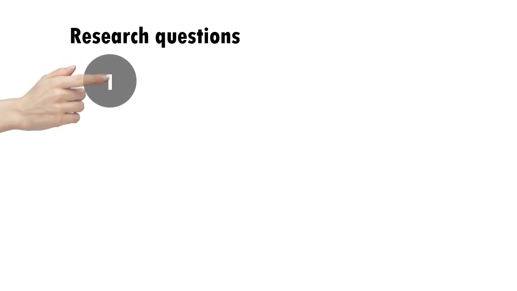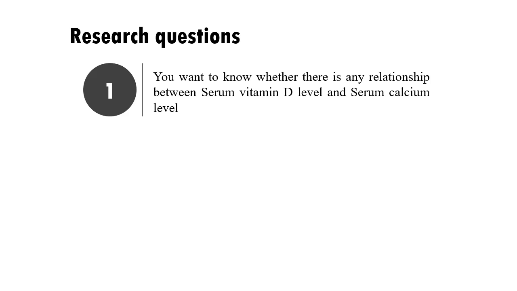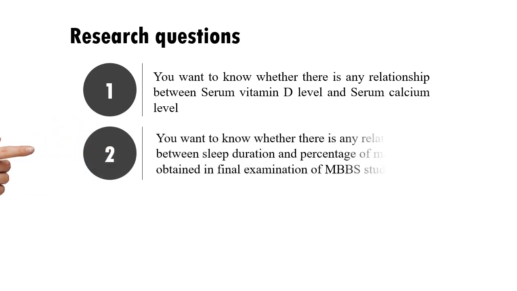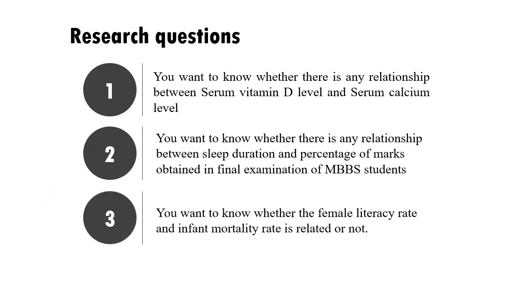Let's see the underlying research questions. To answer these research questions, we need correlation as a test of choice. If you want to know whether there is any relationship between serum vitamin D level and serum calcium level, if we want to know whether there is any relationship between the sleep duration and the percentage of marks obtained in the final examination of MBBS students, or if we want to know whether the female literacy rate and infant mortality rate is related or not. So, to answer these research questions, we need bivariate correlation as a test of choice.